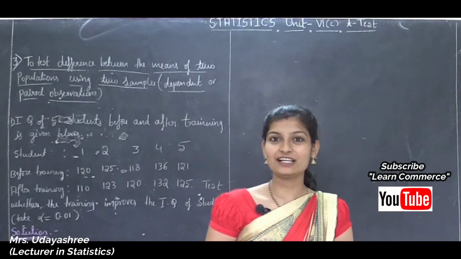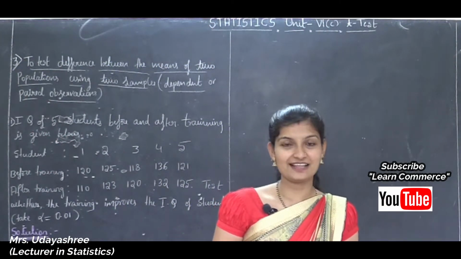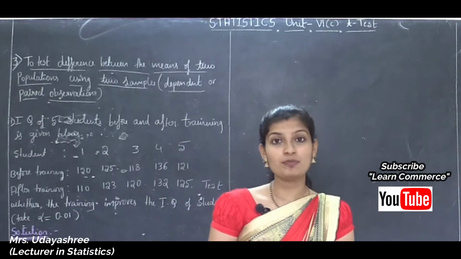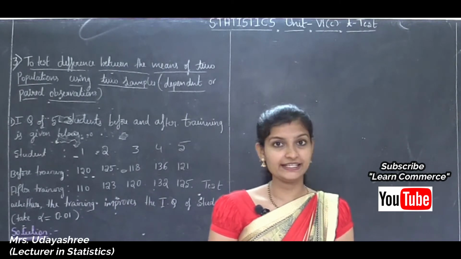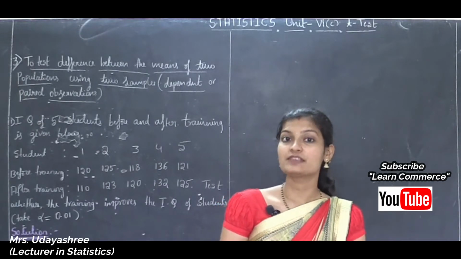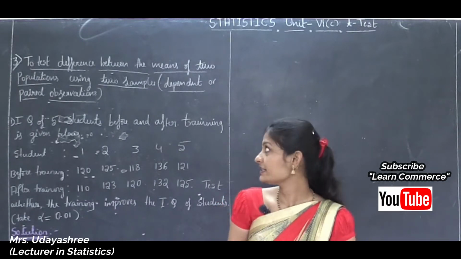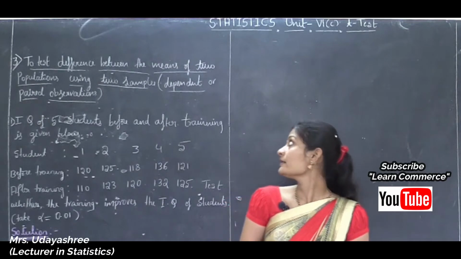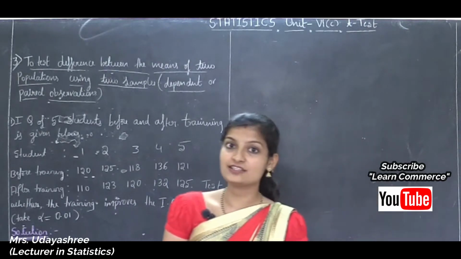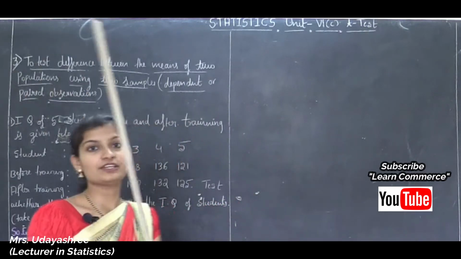Hello everyone, welcome to second PUC Statistics online classes. In the previous class we had discussed some important problems of the second application of t-test. In this class we are going to discuss important problems of the third application of t-test, that is to test the difference between the means of two populations using two samples. This is also known as dependent sample or paired observation.